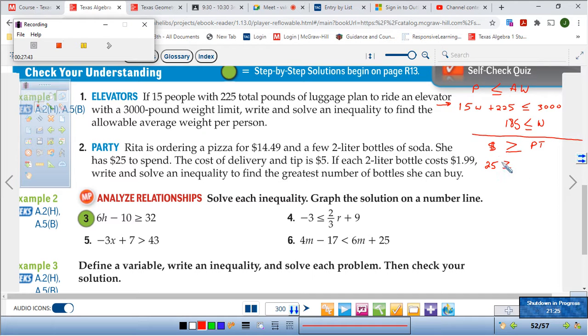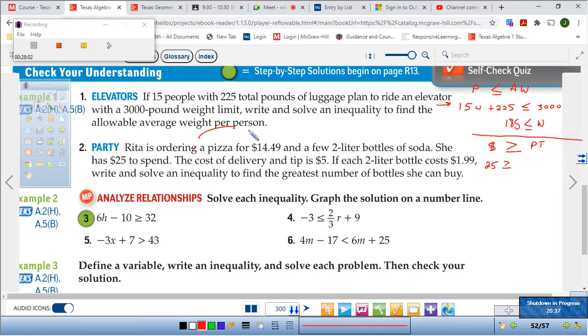Okay, see how I set this one up? The money she has is 25. It has to be the greater amount. It can't be that she's ordered more pizza, otherwise the answer is no, you can't order it. Sorry about that. Let's set up how much she's going to pay for the total pizza order. Okay, so coming out here, ordering a pizza.